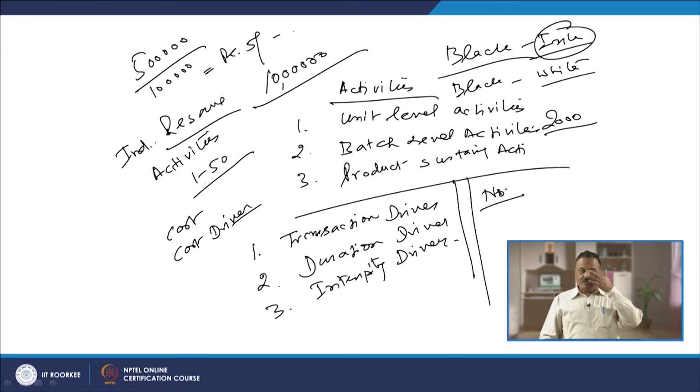Then we go for the duration drivers. Duration drivers actually talk about the time. So, how much time is taken for performing one activity. We do different kinds of production runs. So, in the production runs the time taken is different.